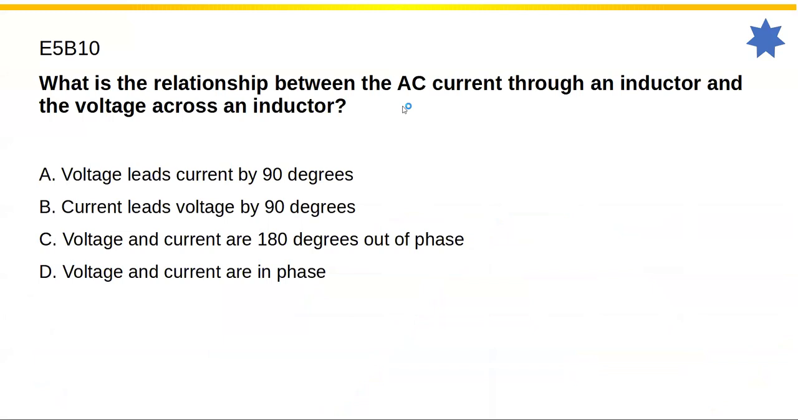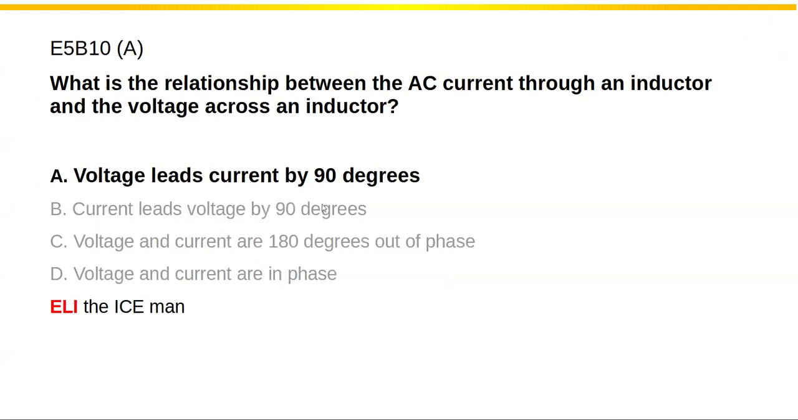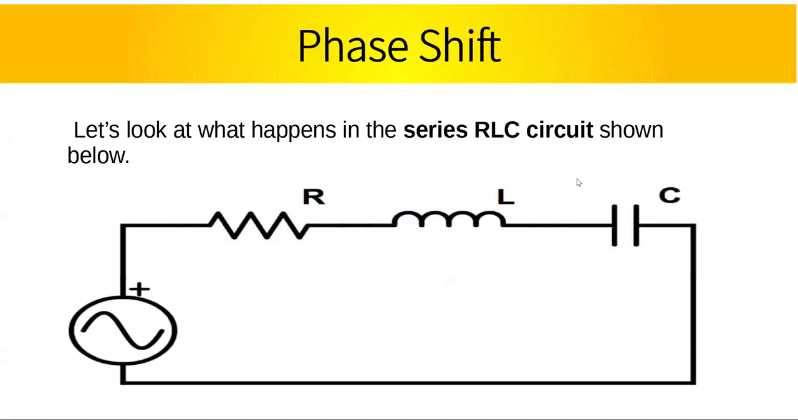What's the relationship between the AC current through an inductor and the voltage across an inductor? Voltage leads current by 90 degrees. Old Eli? Huh? Old Eli. Old Eli.